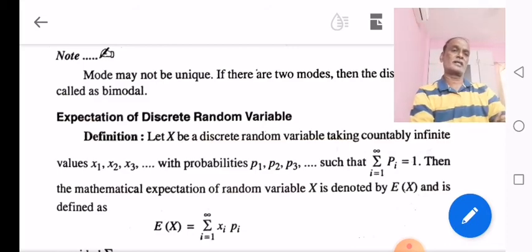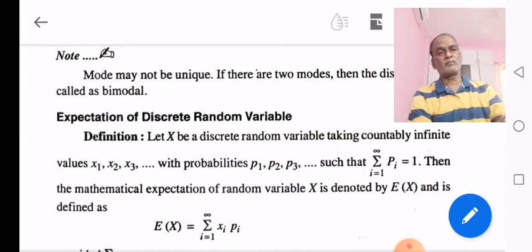Whenever we are writing the expectation of a random variable, X must be the capital letter because it is a random variable. E of X is the notation for the expected value of random variable capital X, and is defined as E of X equals the summation of xi pi, i from 1 to infinity. Last year the summation was for the finite case, i from 1 to n. Now our sample space is countably infinite, so it takes many values.